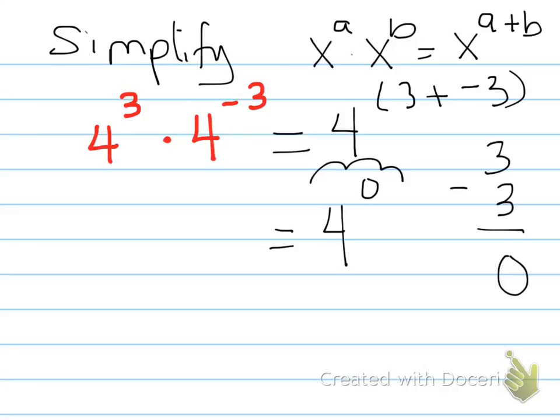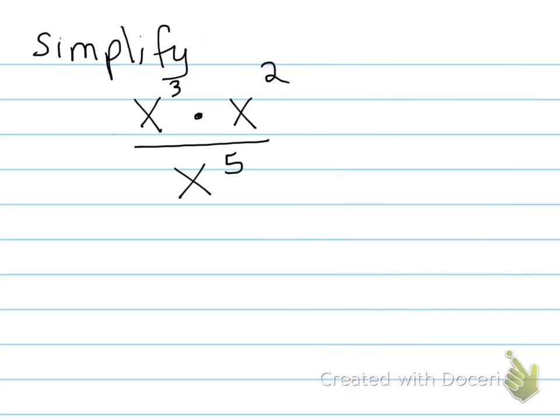But wait a minute. What's 4 to the 0 power? Because we've got to further simplify it. It's just what? 1. Anything raised to the 0 power is 1. And that is it. Look at the last example.